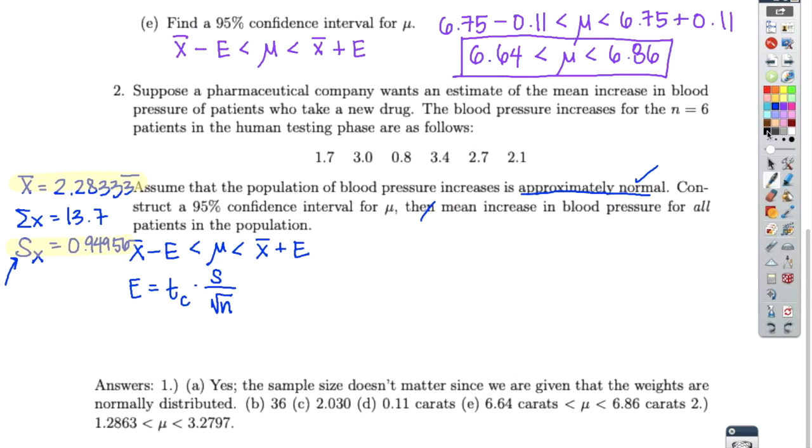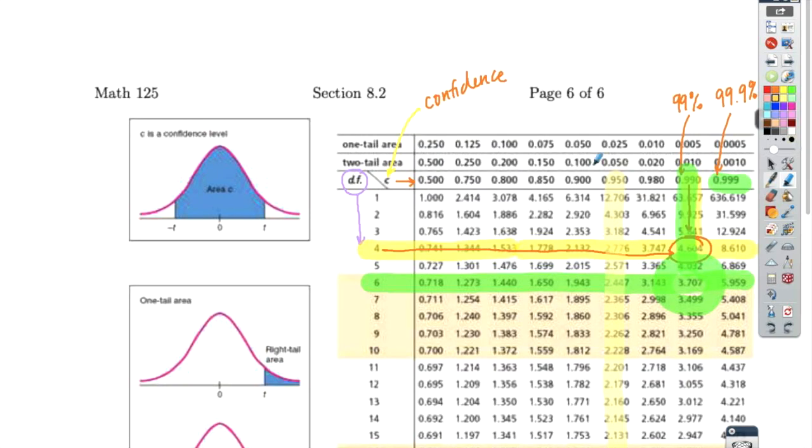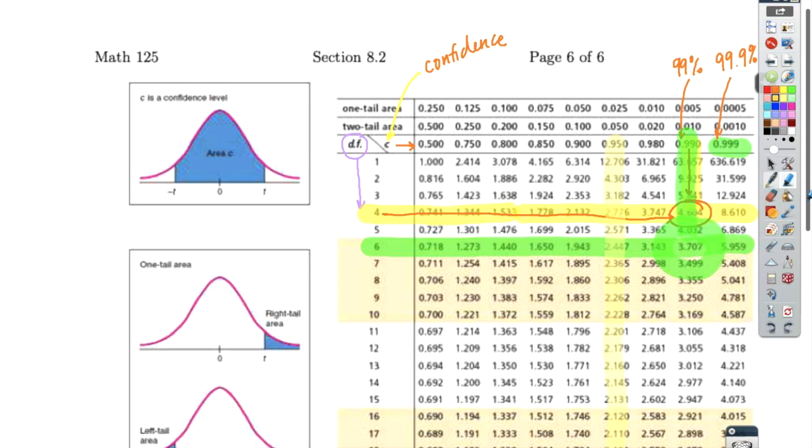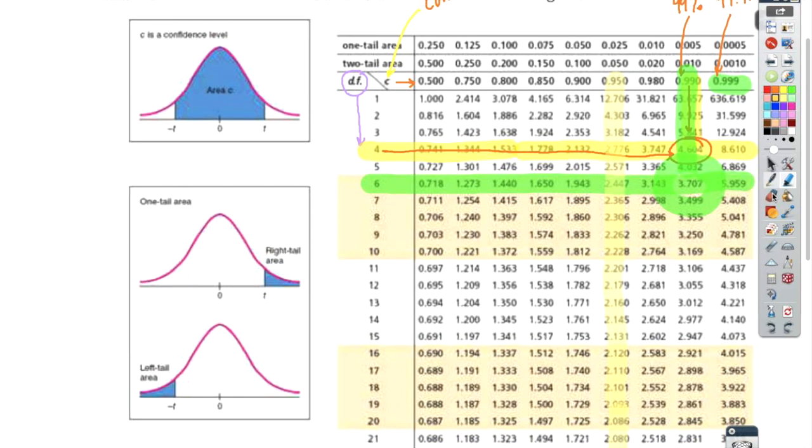So two pieces of information go into finding the critical value. The first one is, how confident do I want to be? And the answer to that is 95%. I want 95% confidence. And the other thing that I need to know to find that critical value is, what are my degrees of freedom? And remember, degrees of freedom is just your sample size minus 1.